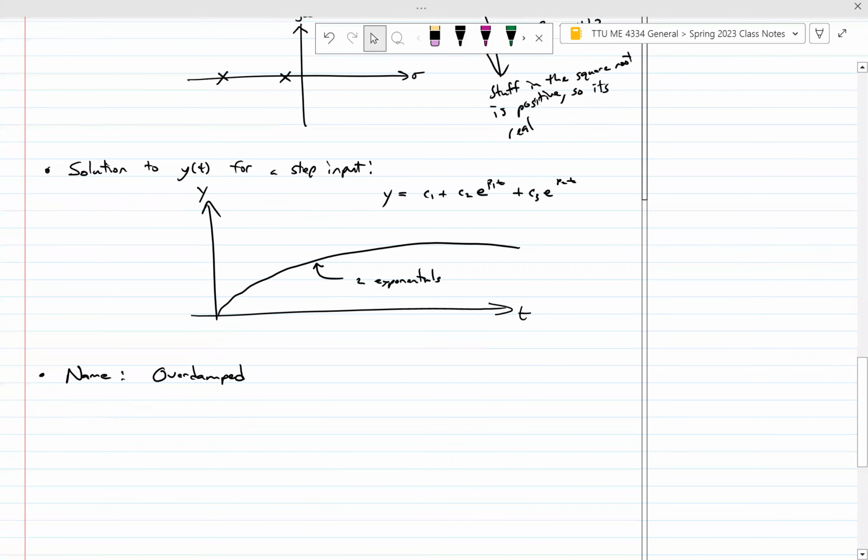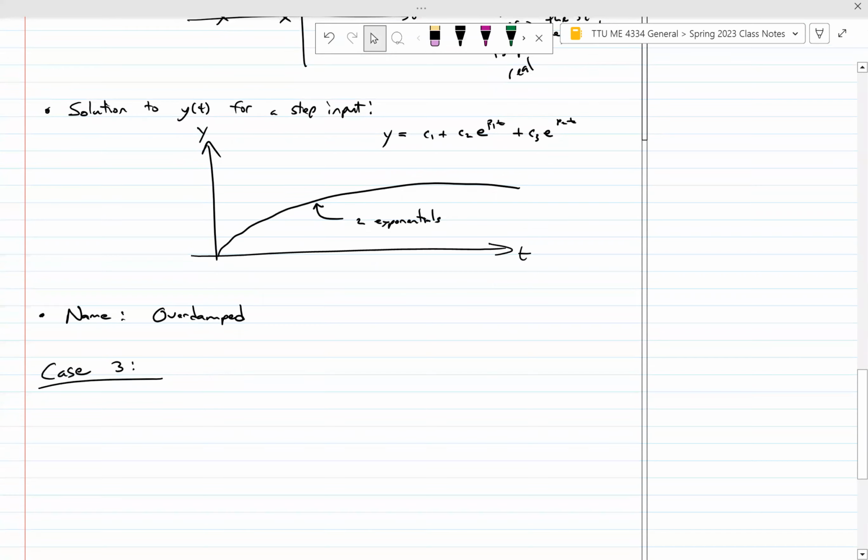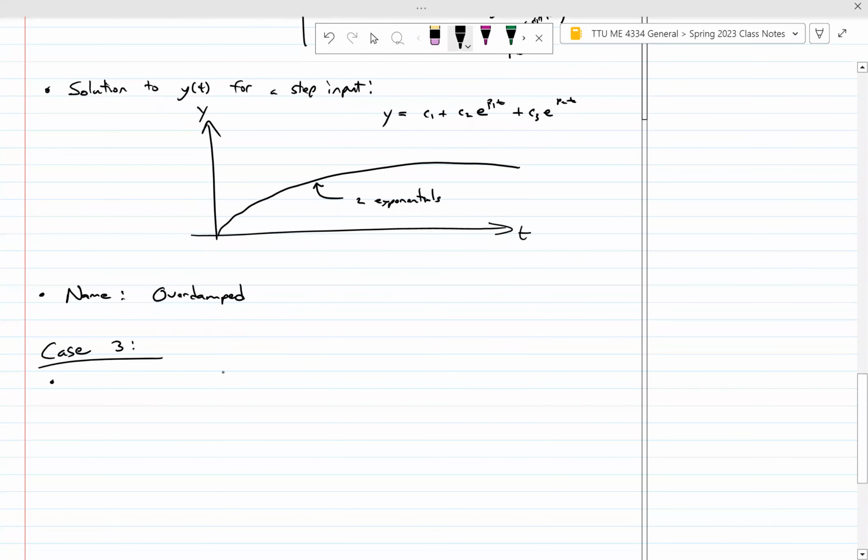All right, let's move on to case number 3, unless anybody has any questions on case number 2 here. All right, that's overdamped. Now let's say B is greater than 0, which means B squared is obviously greater than 0. And A is going to be greater than 0, but less than 2B. Now let's again talk about the poles of G of S.